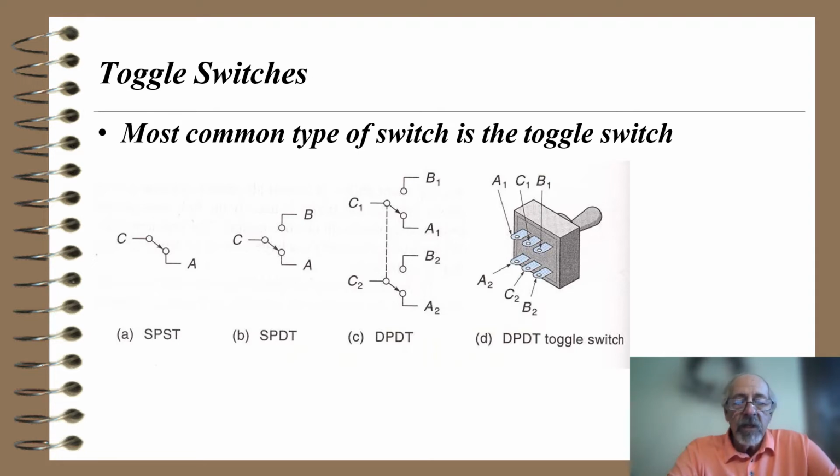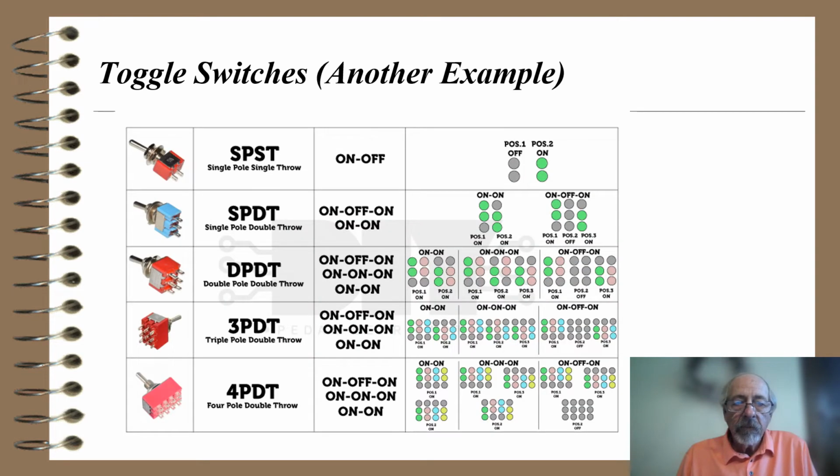Part C shows a double pole, double throw, and here I have C1 and C2, and I can either connect C1 to either A1 or B1, which at the same time would connect C2 to A2 or B2. So they get switched in conjunction with one another. And again, the graphical description of that last toggle switch is shown in D.